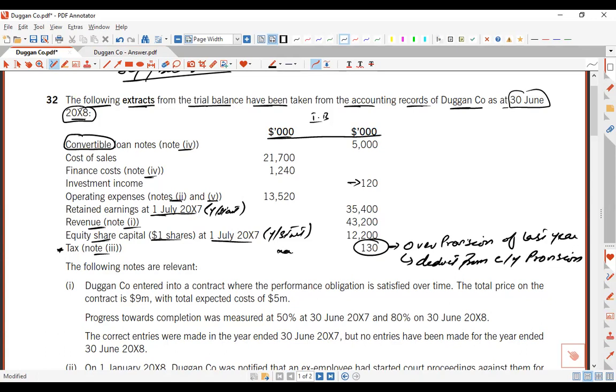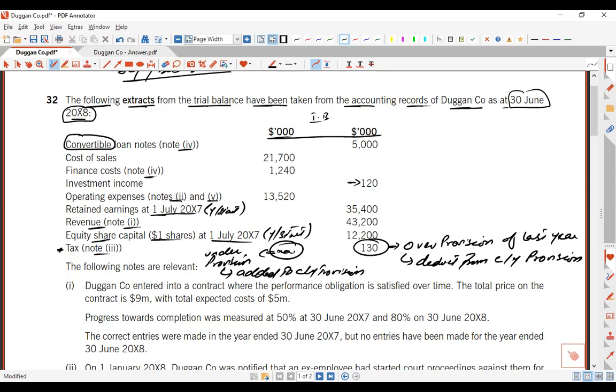If the balance is given on the debit side, instead of 130 on credit side, let's say this 130 is recorded on debit side. So what is this? It is the under provision of previous year, and it should be added to current year provision. So we are not talking about the deferred tax.